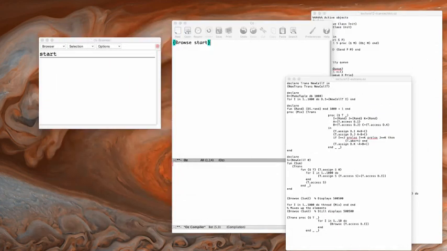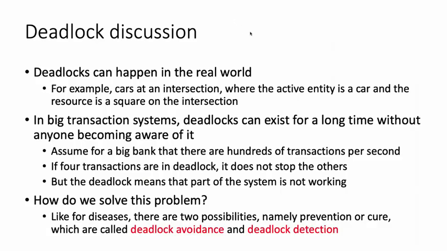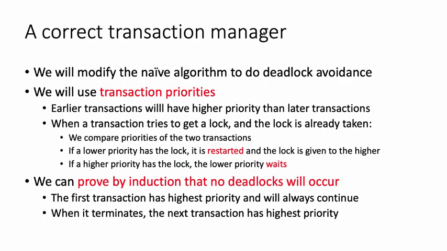And you'll see, you have to fix it. There's no way you can have a system having deadlock. It just will not work well, okay? You have to fix it. So the way to fix it, we will take our naive algorithm, and we want to do deadlock avoidance.